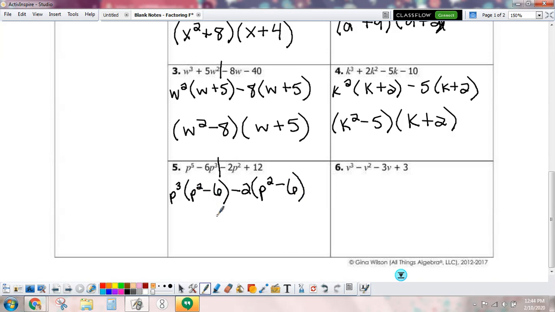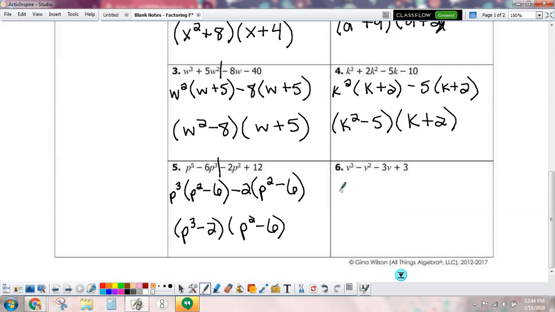Okay, so once you get the first one, you get the second. Make sure you're trying to figure out how you can get it so it'll match, because you want the two things in the parentheses to be the same. Okay, so then I'm going to put everything that's in front, and then the stuff that's in the parentheses.